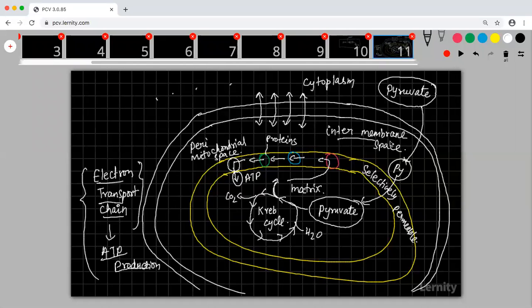Intermembrane space is just a colloquial term between two membranes. Okay, are you guys understanding? Yes, mitochondria will have my ribosomes and all. I'm going to explain about it.